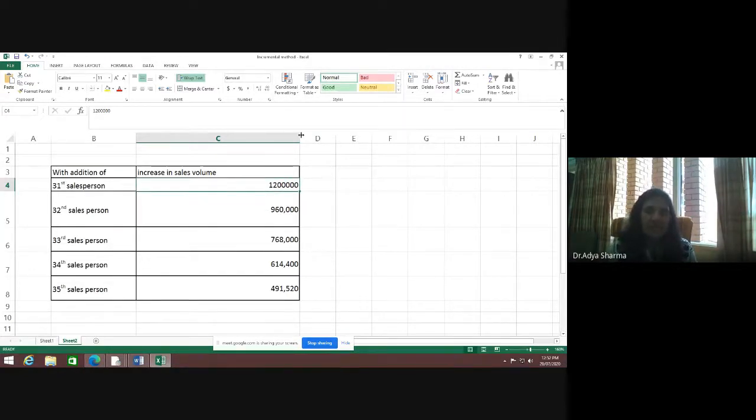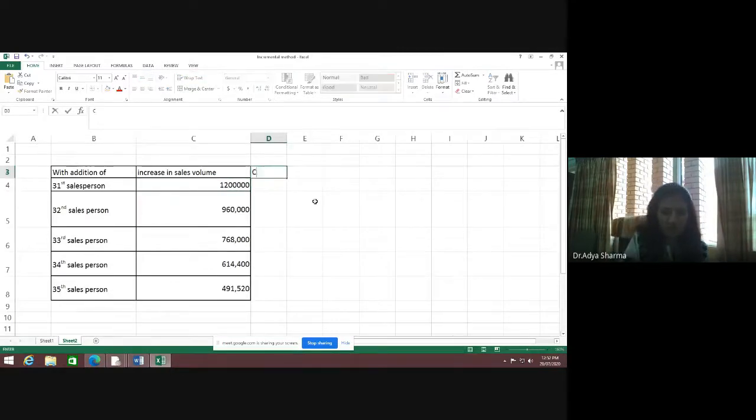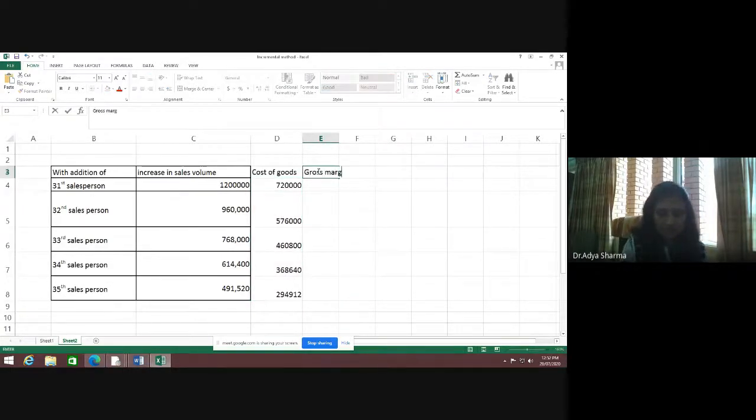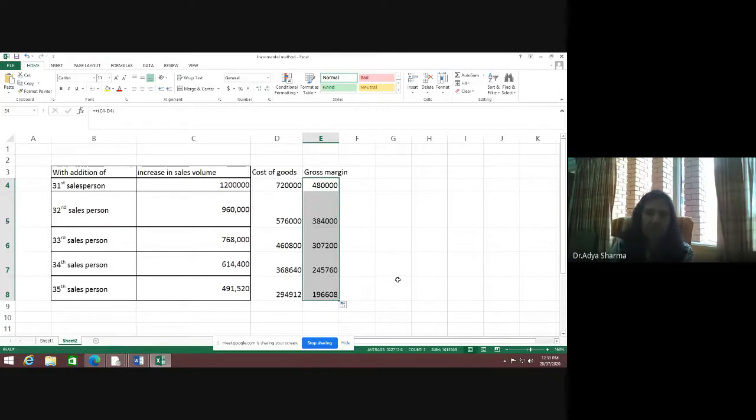Here the cost of goods was 60%. If I'm not mistaken, it said 60%. The moment I take 60%, it is 0.6 into this. This is the cost of goods. Similarly, we do for all. What is the gross margin? So according to this, around 4,80,000 is the contribution by the first salesperson, and by the last salesperson, it's around 1.96 lakhs. Everyone is contributing.